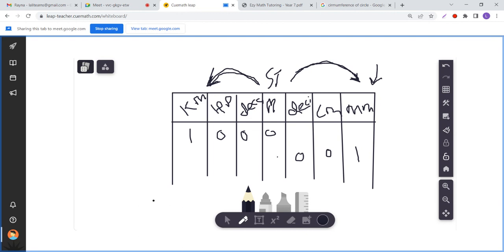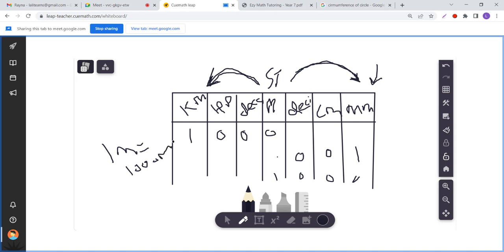Let's make some space. We're having meters. How many meters make a millimeter, and how many millimeters make a meter, are two different things. I write here 1000. I'm writing 1 under meter. That means 1 meter is equal to 1000 millimeters.